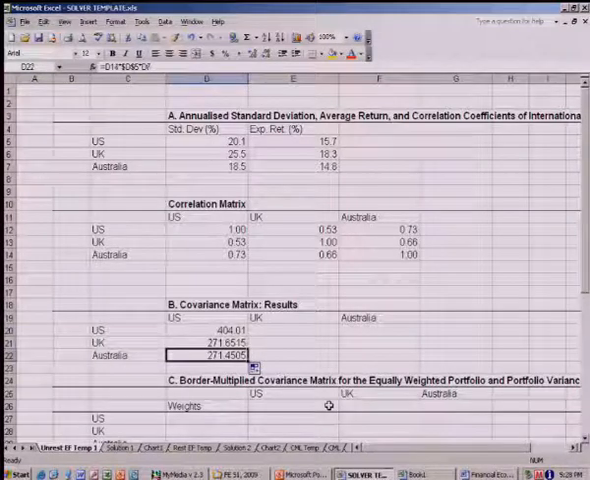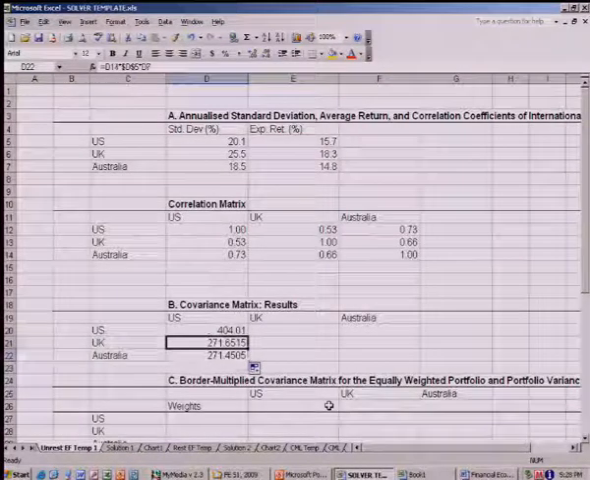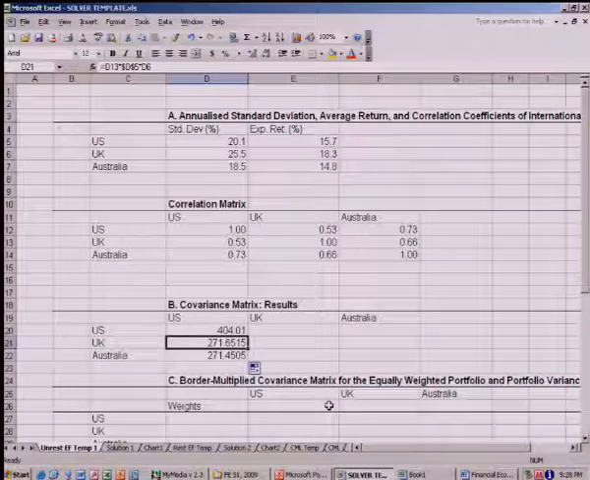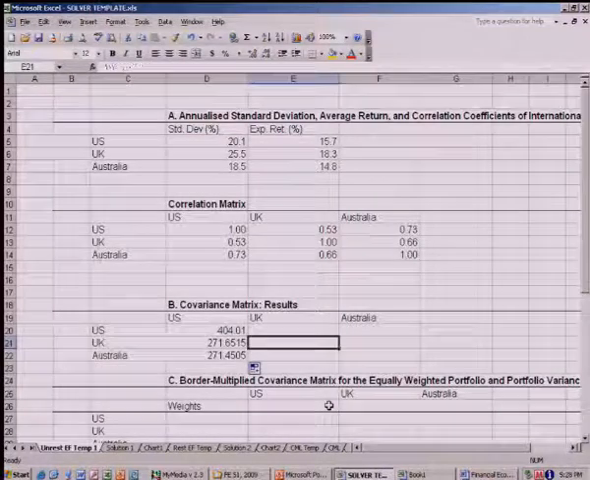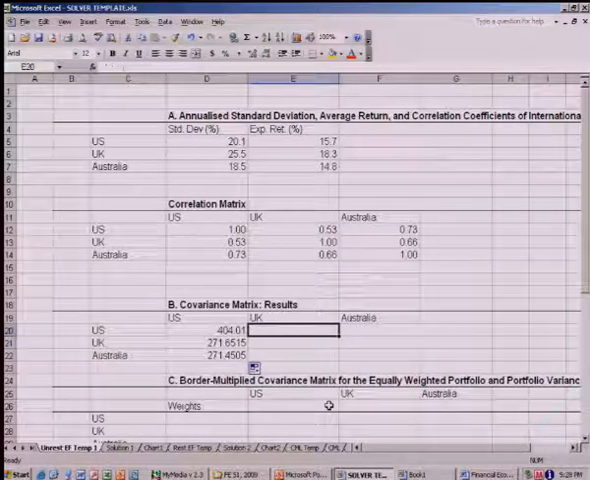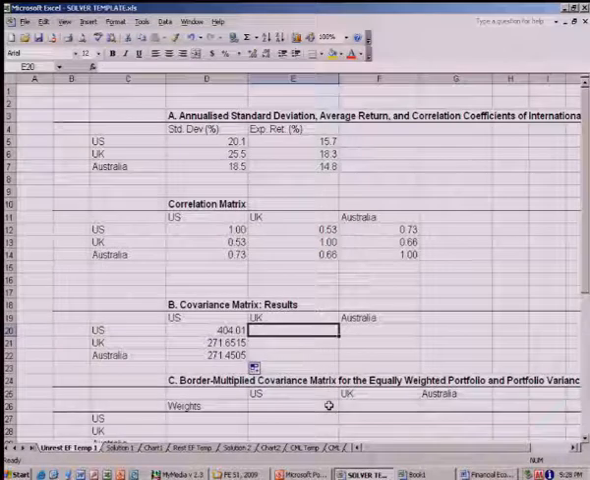D13, D6. Oh, they are different. Oh, yes, the 271.60. Okay, so that's not a mistake. It's just I looked at 271 and I thought that's different.